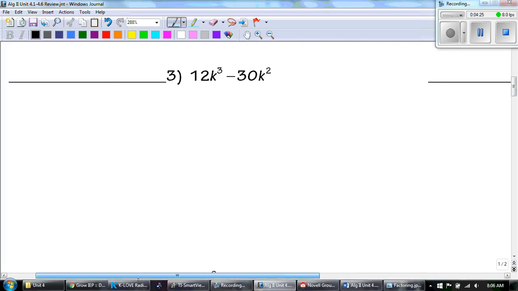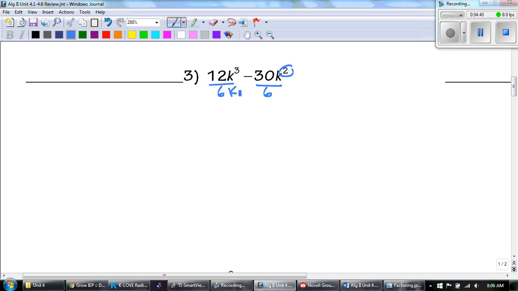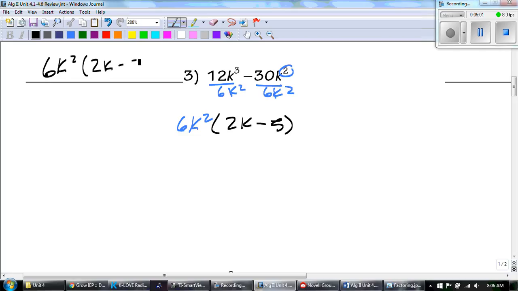All right, number 3. So remember, always check, is there a GCF? Yeah, 12 and 30, 6. And then they both have k's, and I look for the lowest exponent, and that's k squared. So I take out a 6k squared, and then I'm left over with 2k minus 5. And that's all that I can do with this one. I'm not left with perfect squares. And that's the only thing I can do with the binomial.